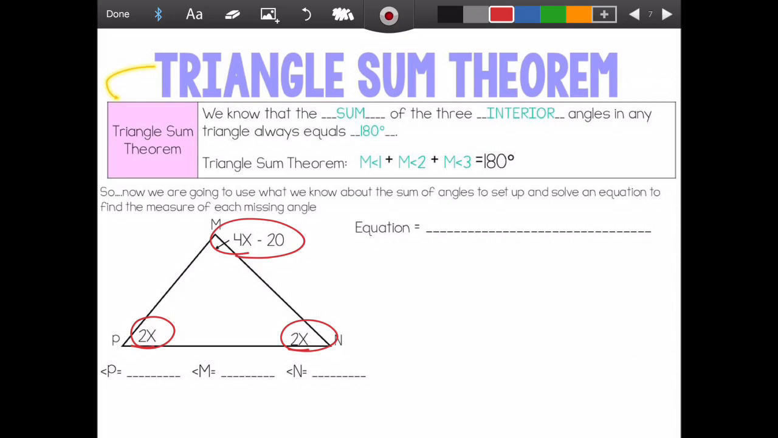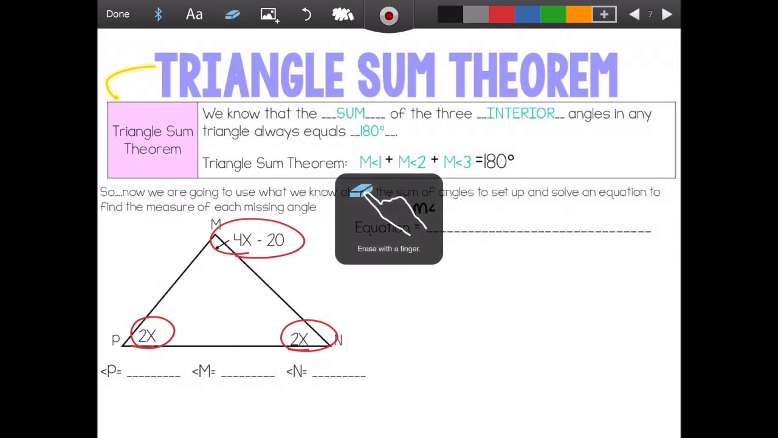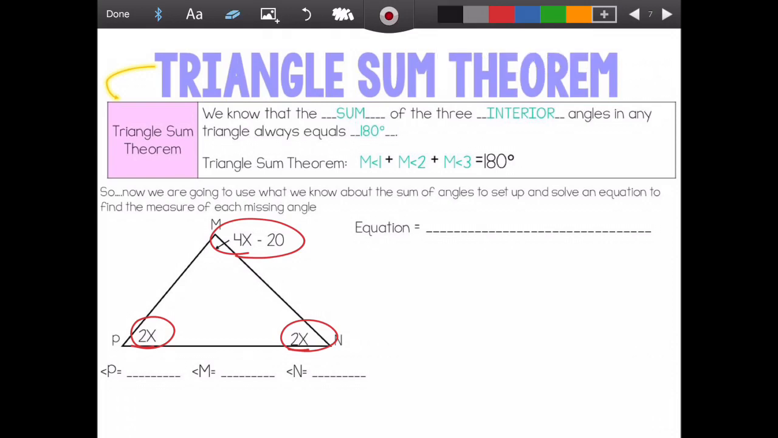So again, the measure of angle N plus the measure of angle, actually I'm going to go ahead and write that on the line. So we have the measure of angle P plus the measure of angle M plus the measure of angle N, and again, because of the theorem, the rule, they have to add up to 180 degrees. And we're using addition because the theorem states the sum, and we know that sum is associated with addition.